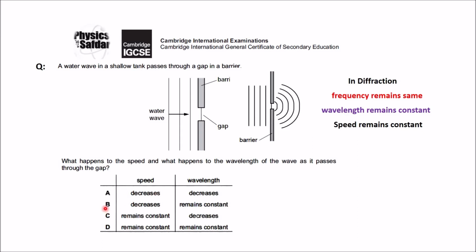B, speed decreases, wavelength remains constant. Speed decreases, not correct. Wavelength the same, it's okay, but it cannot be our answer. C, speed remains constant, it's okay, but wavelength decreases, not possible. Option D, speed remains constant and wavelength is also constant, so that is the right option. So option D is the right answer.